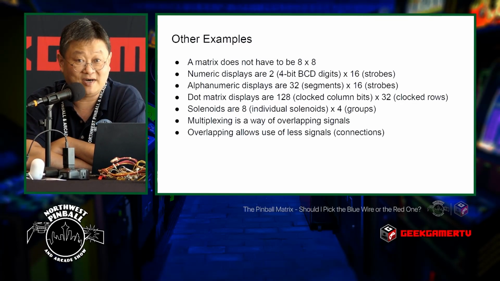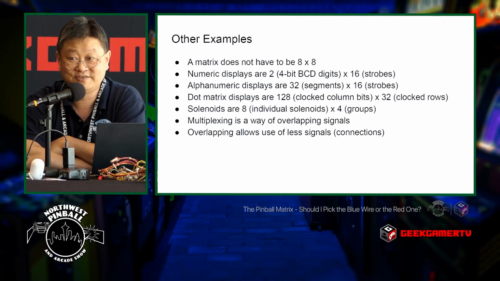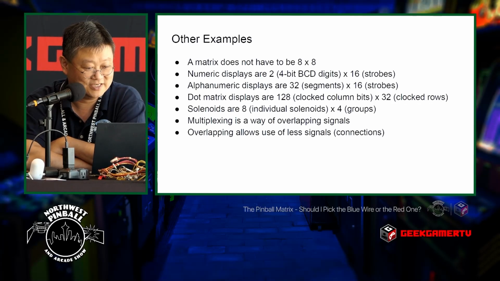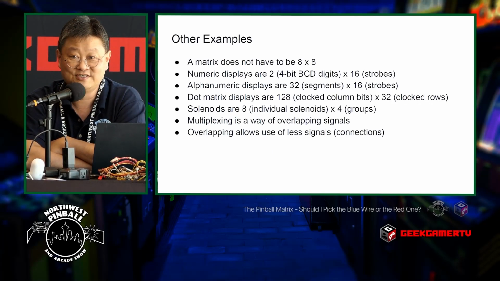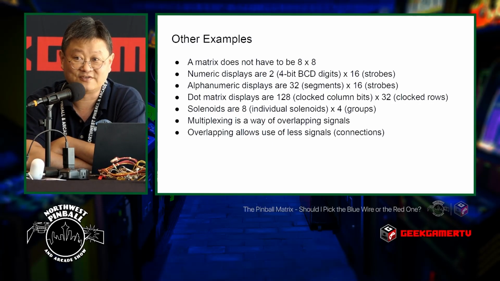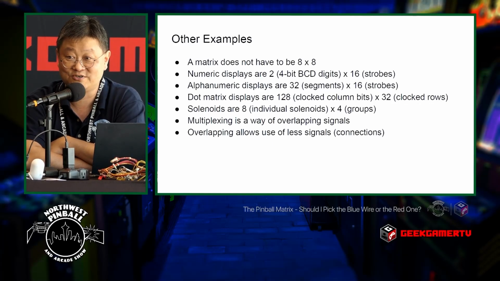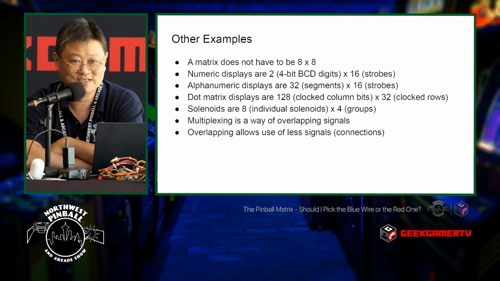So here are some other examples of matrices. They don't have to be 8 by 8. You commonly see 8 by 8 because 8 is a power of 2, and these things are run by computers which are based in binary, 2 to the power of 3. But you can also have other things, numeric displays, like on Williams System 7. Those are two 4-bit BCD digits by 16 strobes. You will notice, however, that those numbers are still powers of 2. But it doesn't have to be 2 to the power of 3 by 2 to the power of 3.